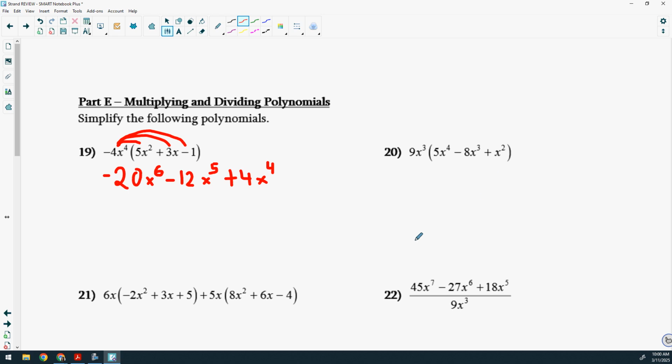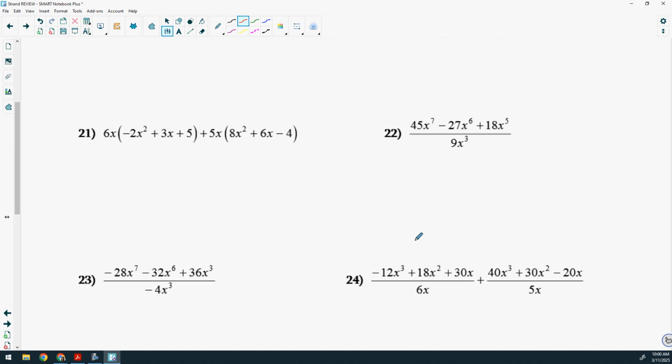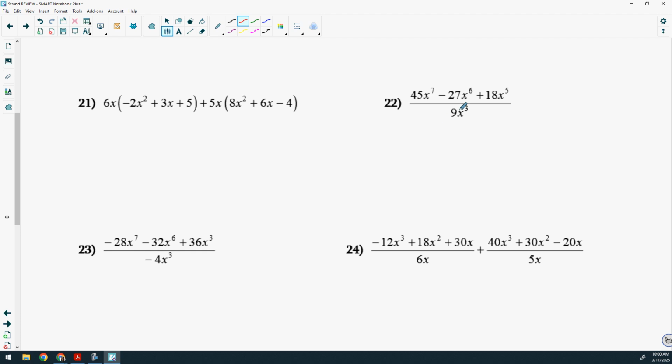Okay, let's do 22. So now what I'm going to do is I'm actually going to factor each of my terms by 9 and x cubed. Reminder, when we divide powers or divide exponents, we are subtracting them. Okay, so let's go through this step by step. 45 divided by 9 is 5. 7 minus 3 is 4. Okay, so that's done.